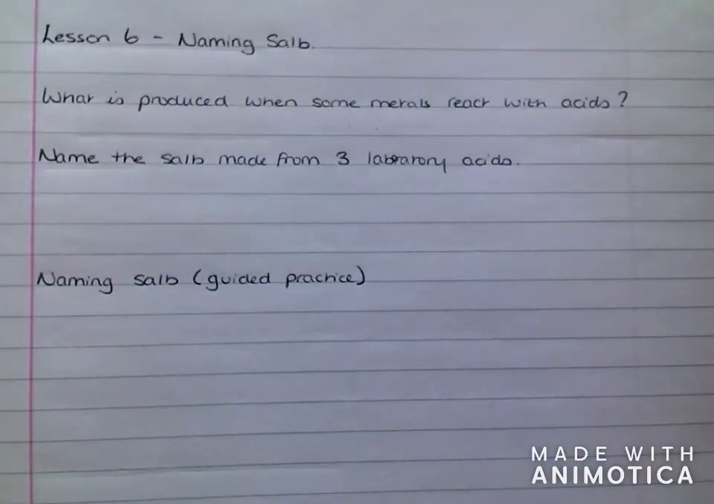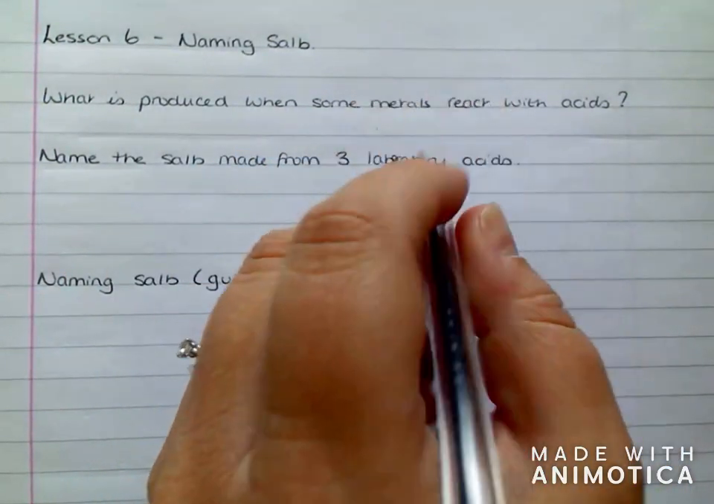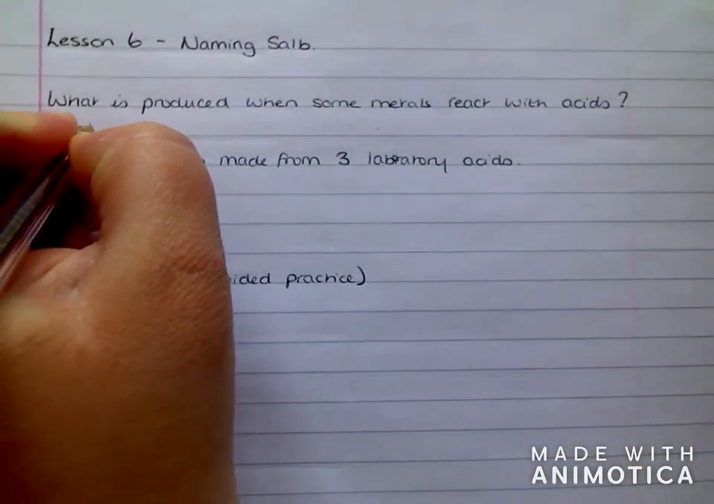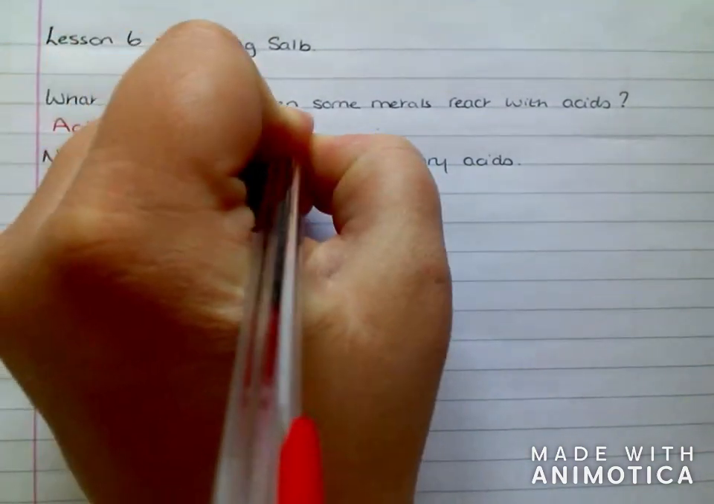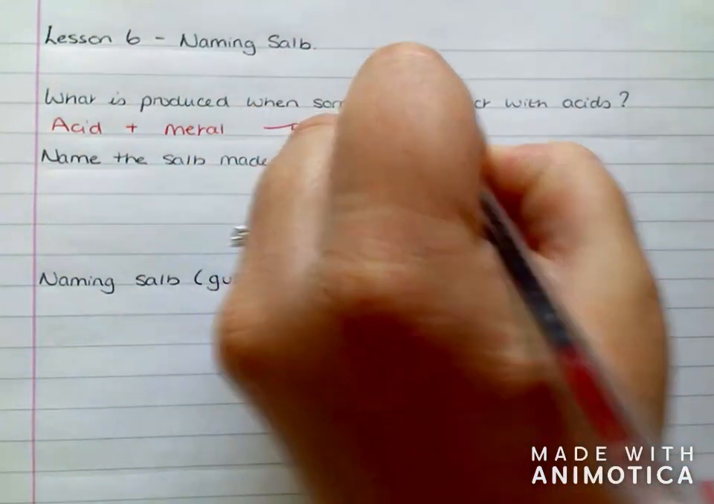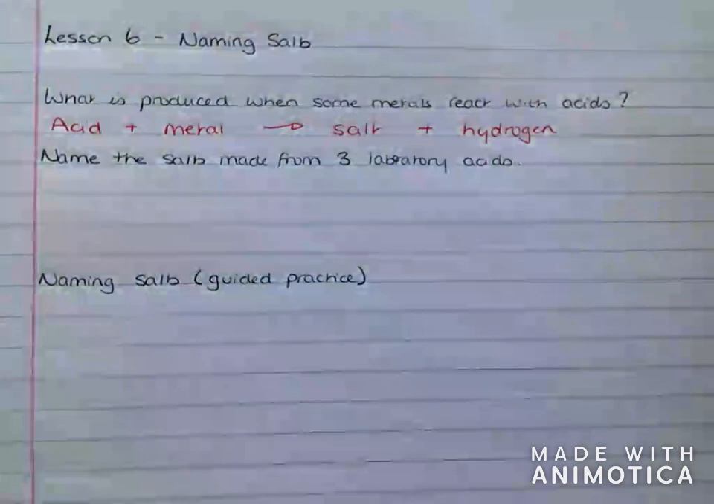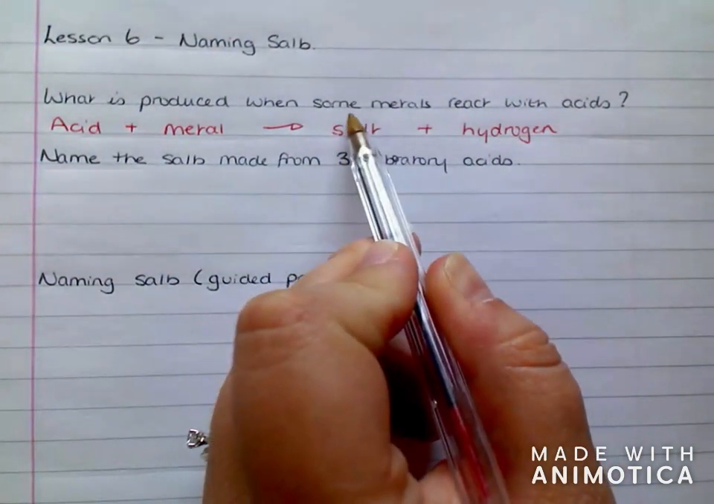Okay, so this first question should seem very familiar to us. What is produced when some metals react with acids? So, acid plus metal makes a salt plus hydrogen. Now today we're going to focus in on this here, the salt.